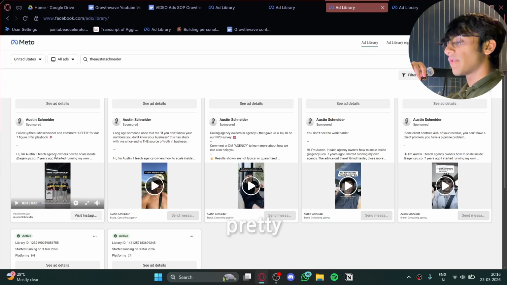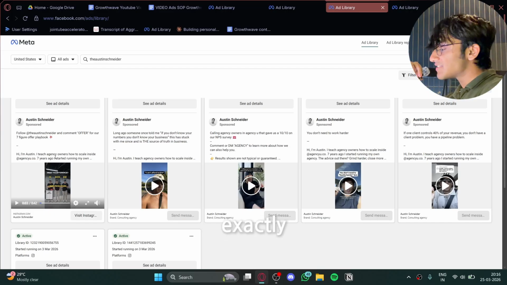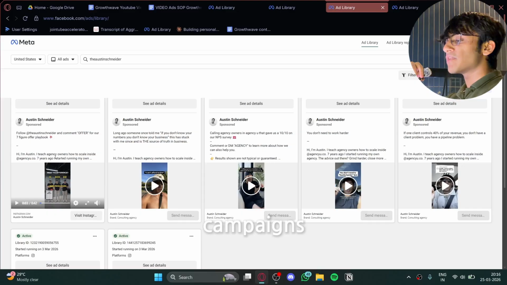And this is exactly how you pretty much pair up organic and ads together and put it out into the marketplace. This is how you're exactly going to get very good results within your ad campaigns. You're going to see a lot of better quality people opting into your funnel too.